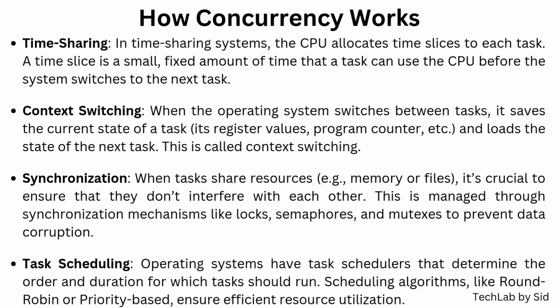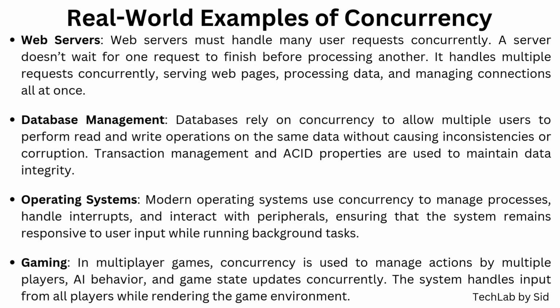Concurrency is widely used in many real-world systems to improve efficiency and responsiveness. One common example is web servers. These servers must handle numerous user requests at the same time. Instead of waiting for one request to finish before starting another, a web server processes multiple requests concurrently. It can serve web pages, process data, and manage connections all at once, ensuring that users experience quick and seamless interactions even during high traffic.